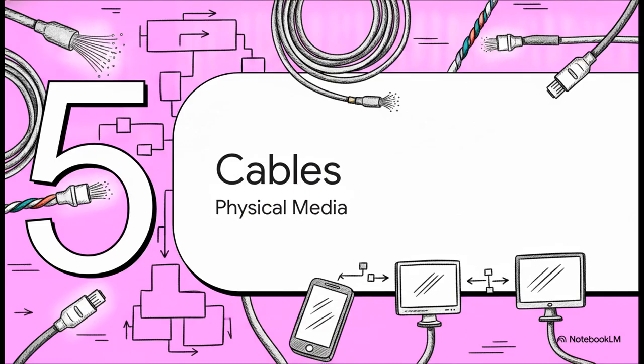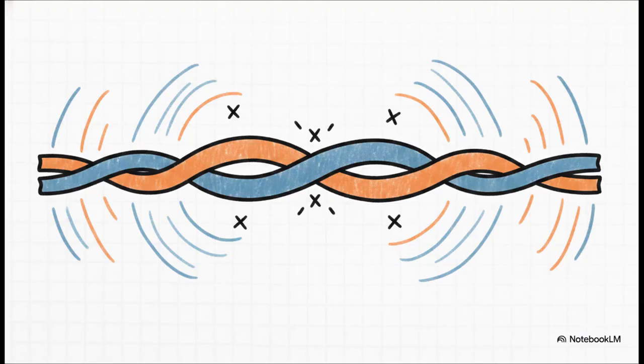Finally, let's look at the actual roads our data drives on in Section 5, Cables, Physical Media. So the most common cable you're going to see plugged into an office computer is the twisted pair cable. But here's the thing. Those copper wires aren't twisted together just to look nice. Whenever electricity flows through a wire, it generates a magnetic field that can actually corrupt the data in the wire right next to it, a really annoying problem called crosstalk. But by physically twisting the pairs of wires together, physics takes over. The opposing magnetic fields literally cancel each other out, which protects our precious data from electromagnetic interference.